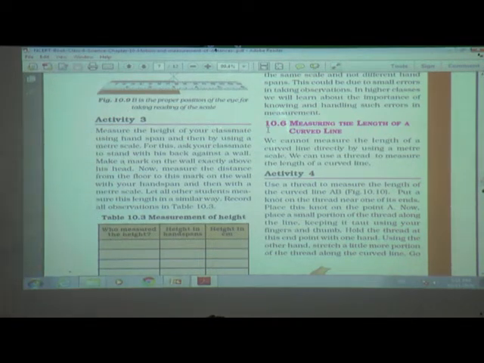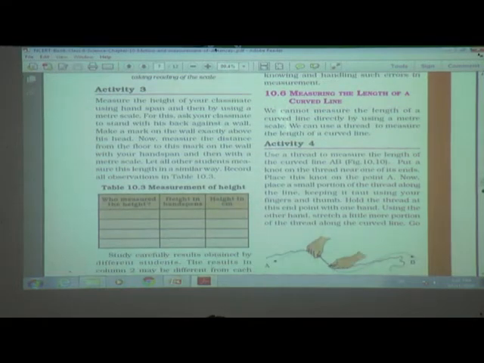So students, now measure the distance from the floor to the mark on the wall with your hand span, then with a meter scale. Let all other students measure this length in a similar way. Record all the observations. See students, here they have given us a chart and they have told us to measure the height of your friend using the hand span and also the meter scale. So here in the chart, write the name of who measured the height. Here your friend's name will come, and the height in hand span.